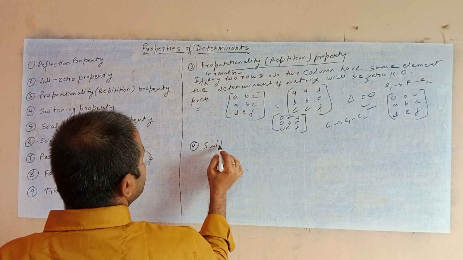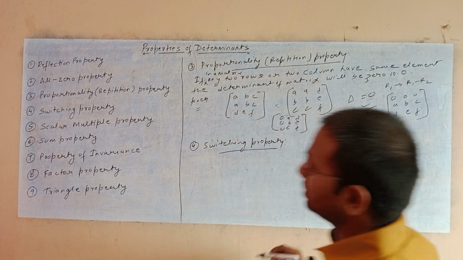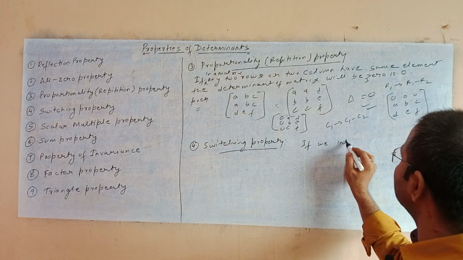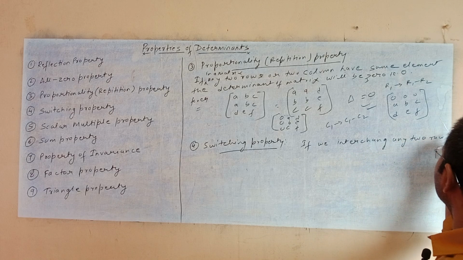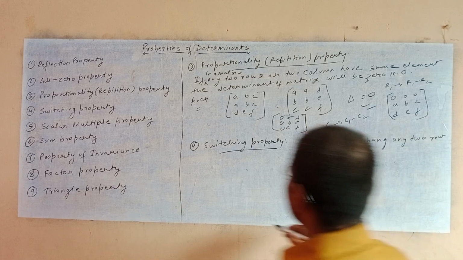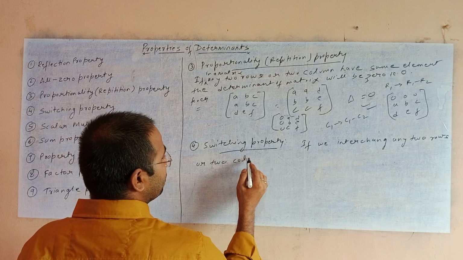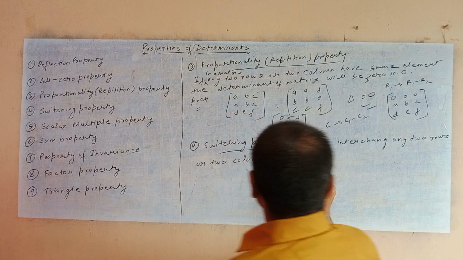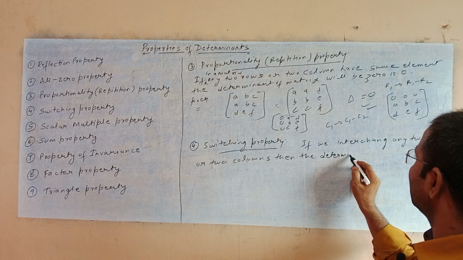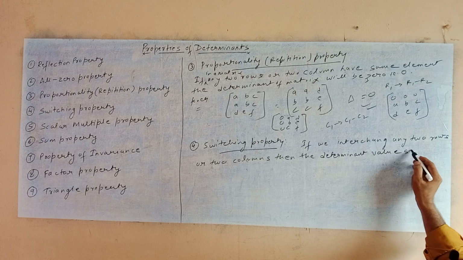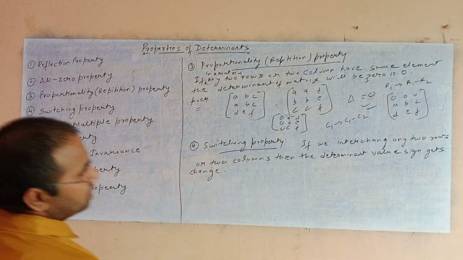Fourth one, switching property. Switching property means if we interchange any two rows or two columns, then the determinant value's sign gets changed, okay.